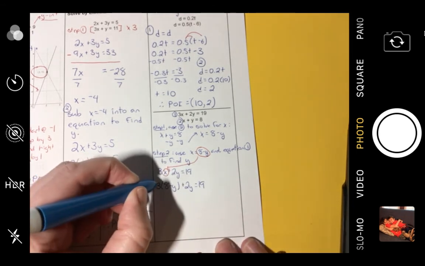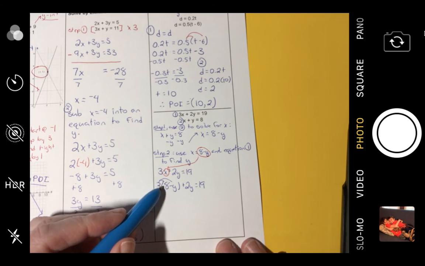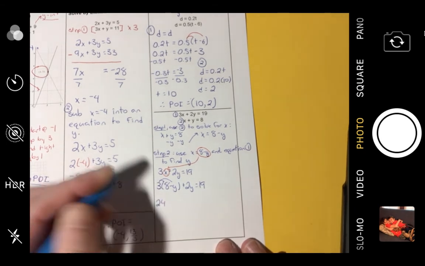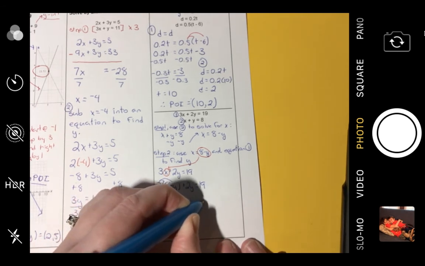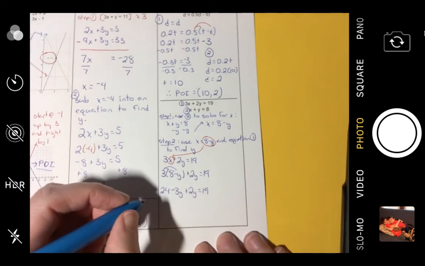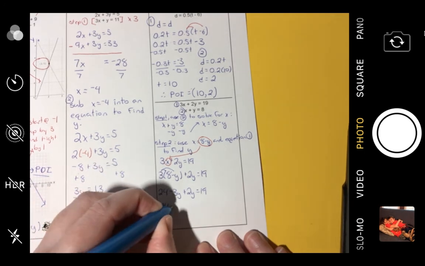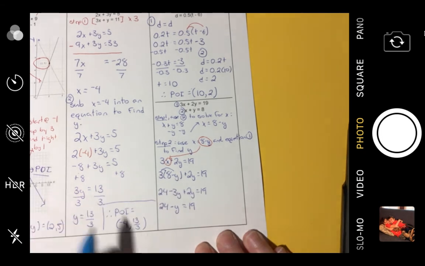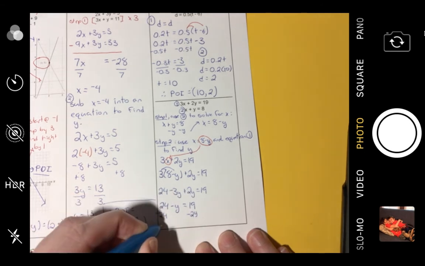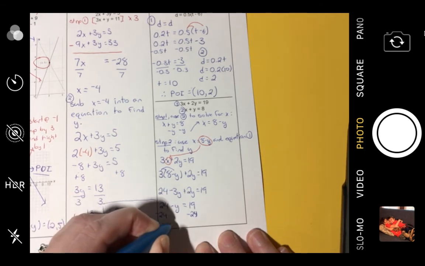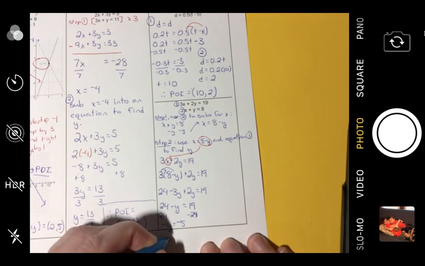So now we have to do our algebra to solve for y. So this 3 is going to multiply by the 8, which is 24, and also by the y, which is negative 3y plus 2y equals 19. So negative 3y plus 2y is negative y equals 19 minus 24. We're going to subtract 24 from both sides. So negative y is equal to 19 minus 24, which is negative 5. So y is equal to 5.